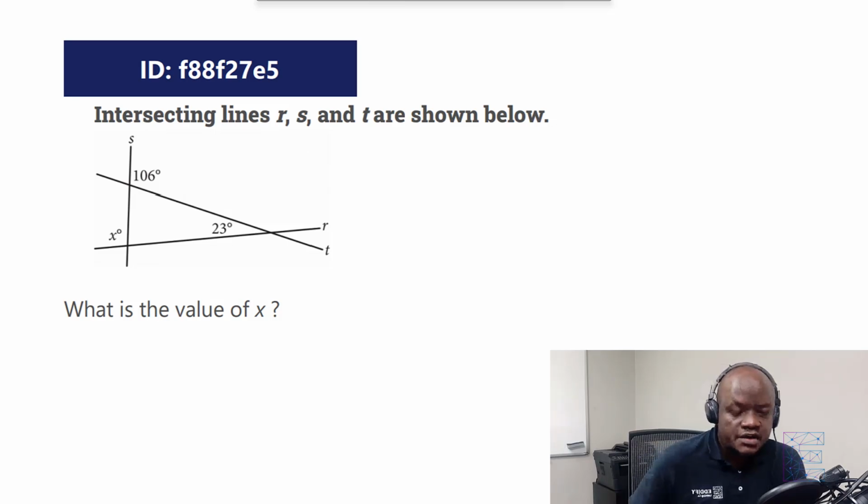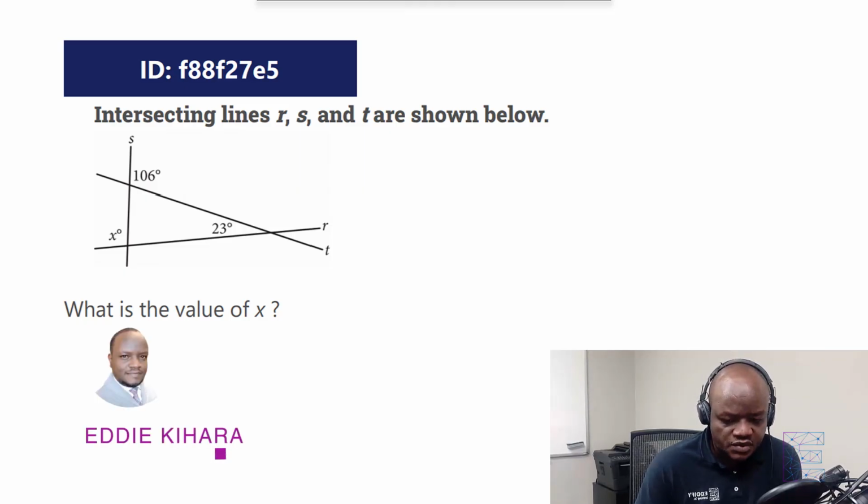Intersecting lines R, S, and T are shown below. What is the value of X? For this question, once again, we are looking for an exterior angle.